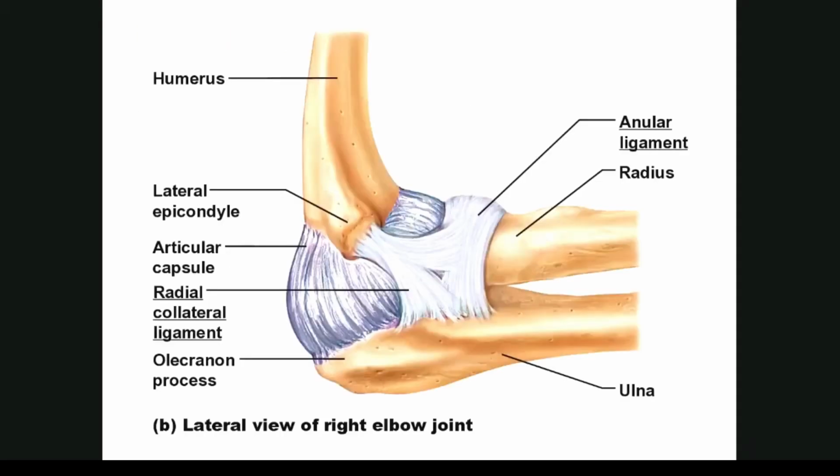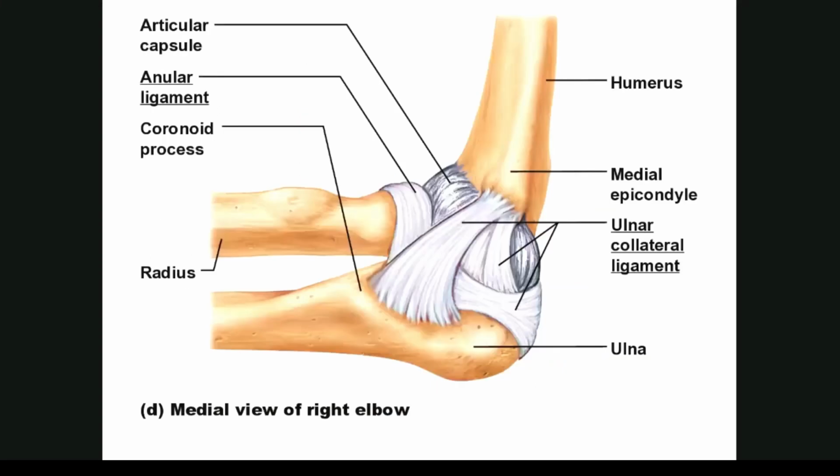Okay, as you look here, we have the annular ligament. It goes all the way over from ulna across the radius. This is our radial collateral ligament here, olecranon process. And as you look on the other side, we have the ulnar collateral ligament. Again, we have our annular ligament. It goes all the way across here. And here's our articular capsule.